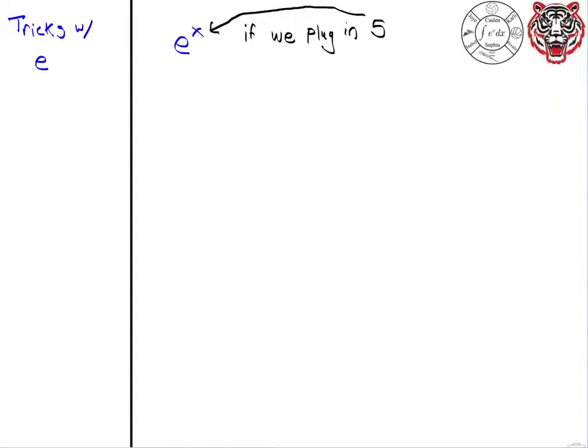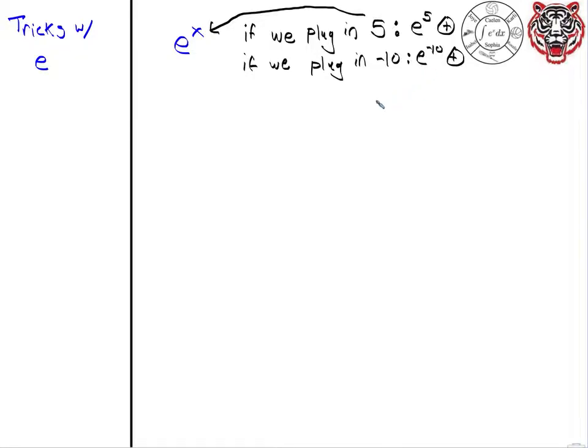What do we get? Just plug it in. E to the 5, exactly. Is this positive or negative? Positive. What happens if we plug in negative 10? E to the negative 10, which is also positive. Why is that positive? Because it just goes down into the denominator. It goes to the denominator, exactly.